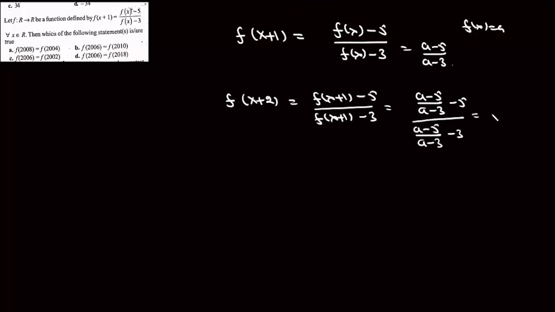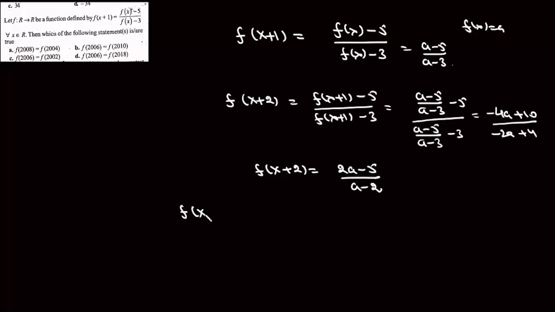So it will be a - 5a. There will be -4a, and then -5 + 15. So there will be -4a + 10, and it will be -2a, and this is -5 + 9. So there will be +4, or we can write f(x+2) equals (2a - 5)/(a - 2).